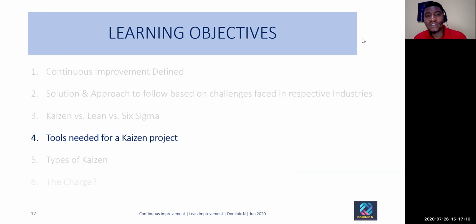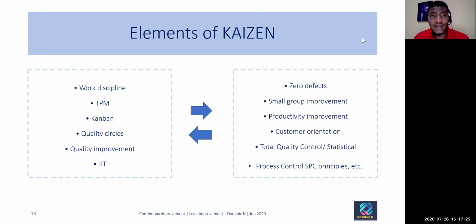Okay, so now let's see the tools that are needed for a Kaizen project. It's time to go into Kaizen fully, but let's understand the tools that we even need for a Kaizen project. So Kaizen, it's work discipline. The elements are work discipline, total productive maintenance, Kanban, quality cycles, quality improvement, just in time, zero defects, small group improvement, productivity improvement. It could be customer orientation, total quality control, statistical quality control, process quality control, or the SPC principles. But these are the elements of Kaizen.